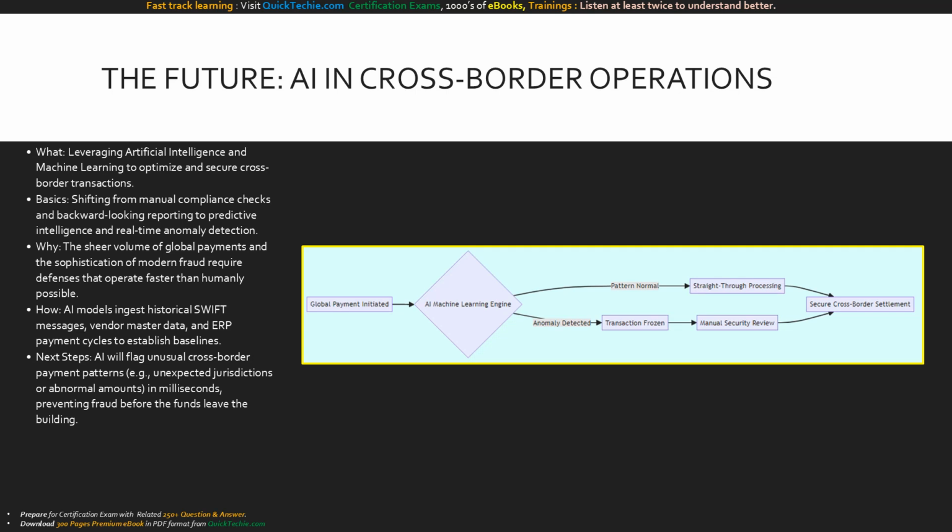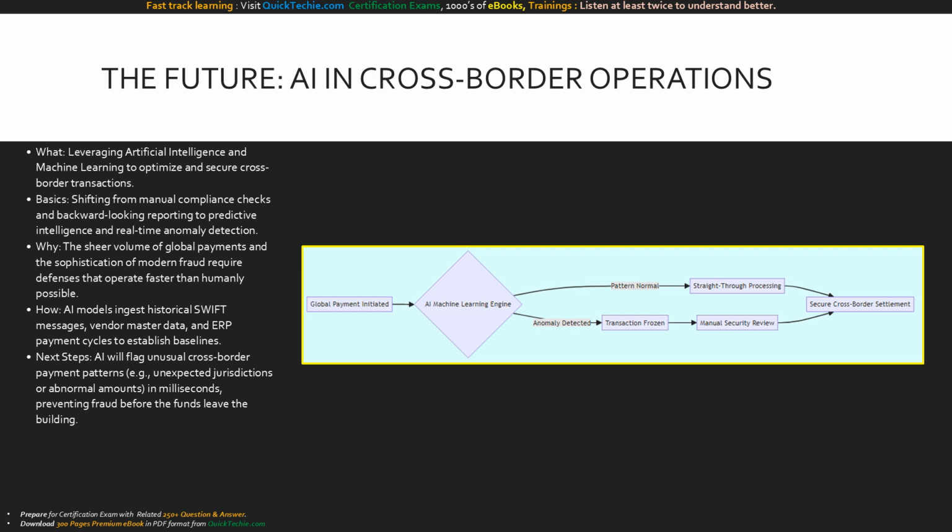Finally, on slide 8, we look to the future, AI and cross-border operations. What is the next frontier? It is the deployment of artificial intelligence to secure and optimize global flows. The basics involve moving away from manual compliance reviews toward predictive intelligence. Why is this urgent? Because the sheer volume of cross-border payments, combined with highly sophisticated fraud, requires a defense system that operates in milliseconds faster than any human team.